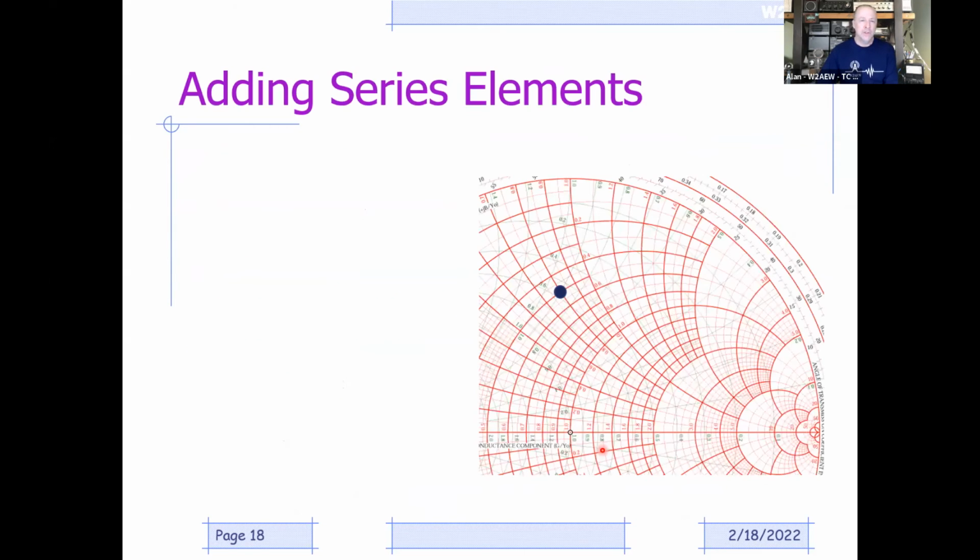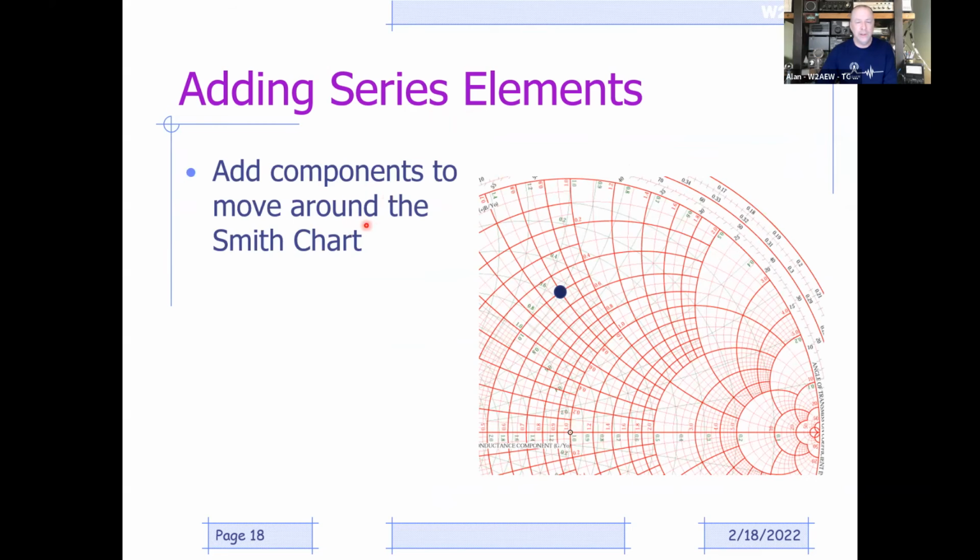Okay, so what happens when we add these inductors and capacitors? What happens to the impedance? How do we move it around? The idea is we've got an impedance that's non-ideal, it's not resonant, it's not at 50 ohms, but we want to move it to here. How do we get there? We talked about adding elements in series and parallel, so when we add these components, we're going to move the impedance around on the chart.